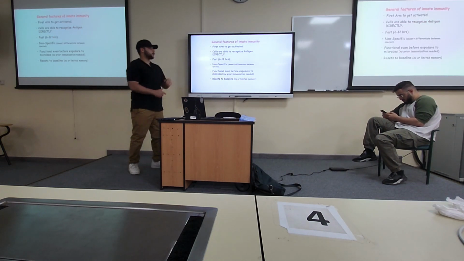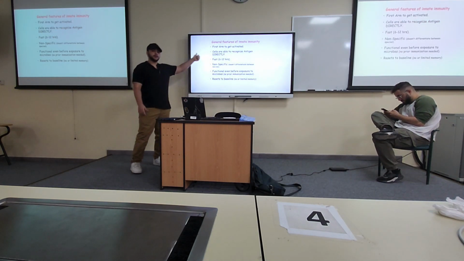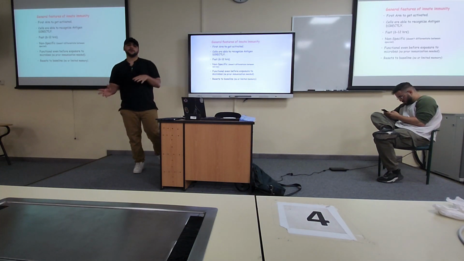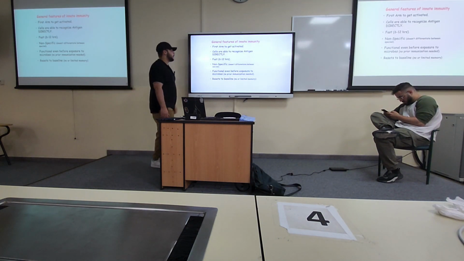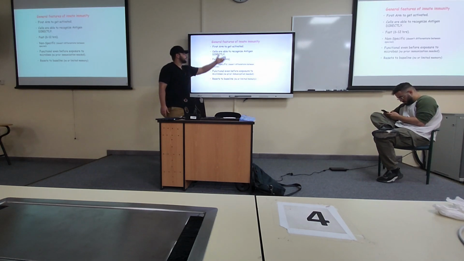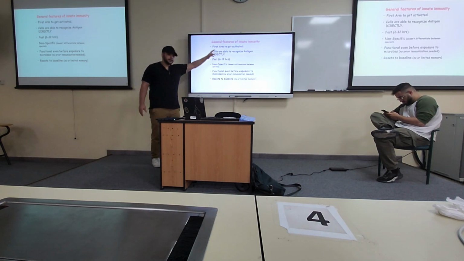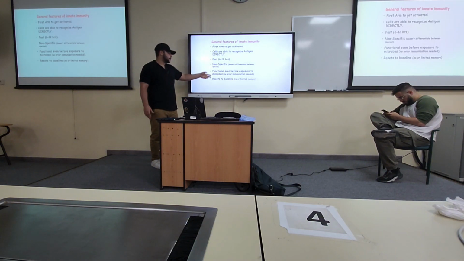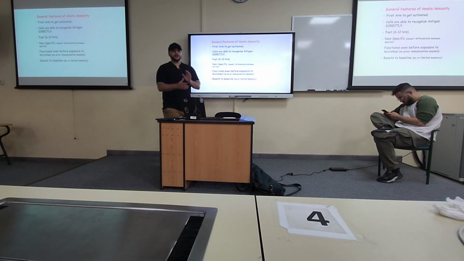The general features of innate immunity need to be known by heart. There will be 100% a question about the difference between innate and adaptive immunity. It's the first arm to get activated. Cells are able to recognize antigen directly and don't need any antigen-presenting cells. It's fast, non-specific, and resets to the baseline with no memory.